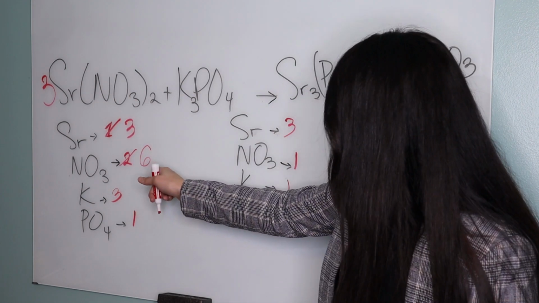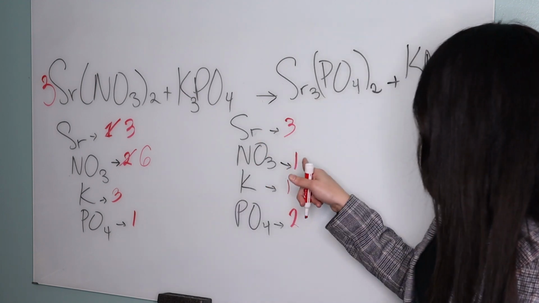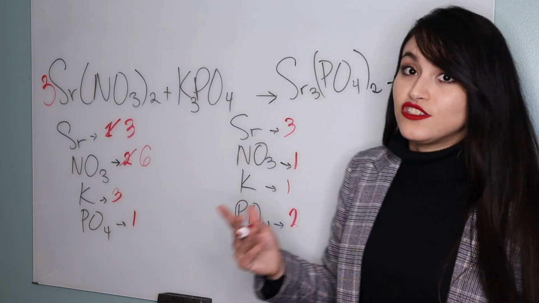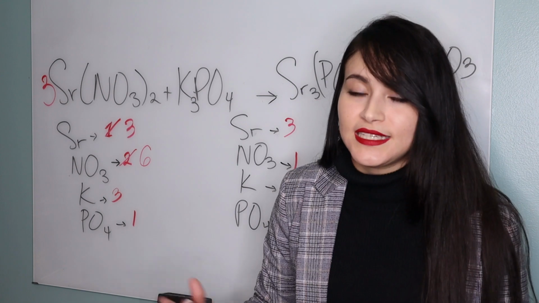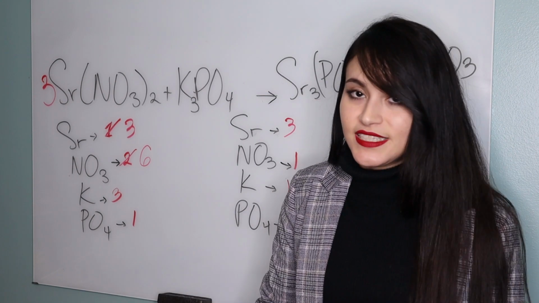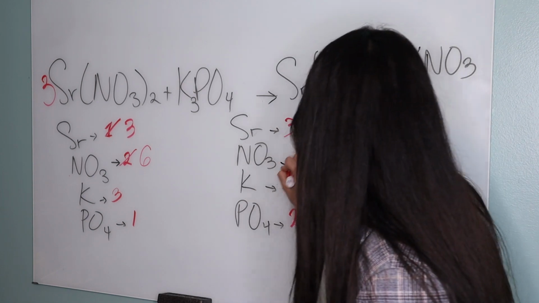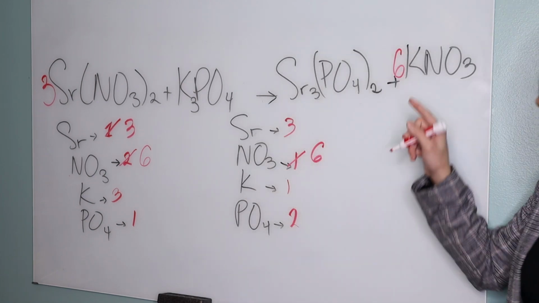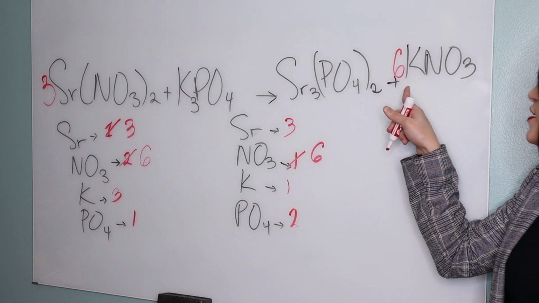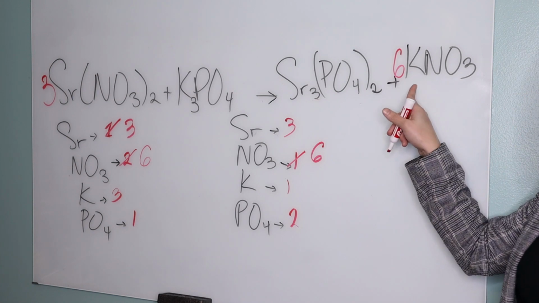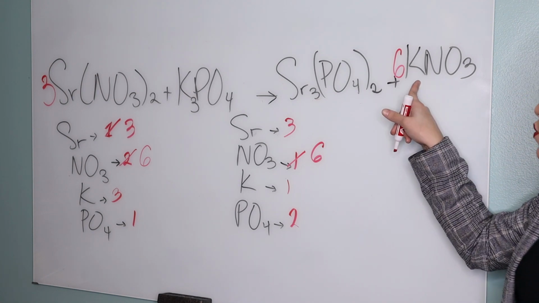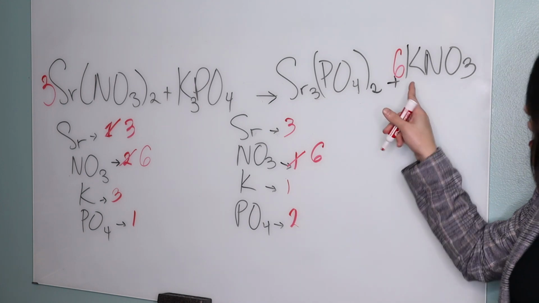Next, we have 6 again of nitrate on the reactant side versus 1 on the product side. So you ask yourself, 1 times what is going to equal 6? And the answer is 6. So I place a 6 over there. Now this is 6. But notice how it's also in front of the potassium. And for that reason, we've impacted potassium as well. So instead of 1, now I have 6.